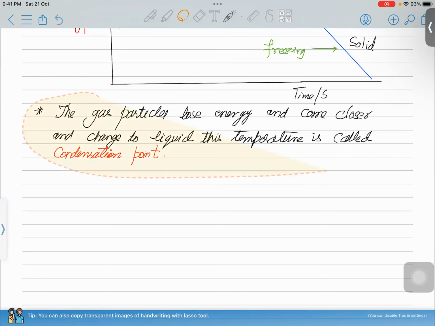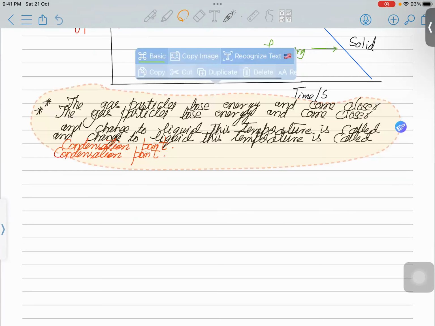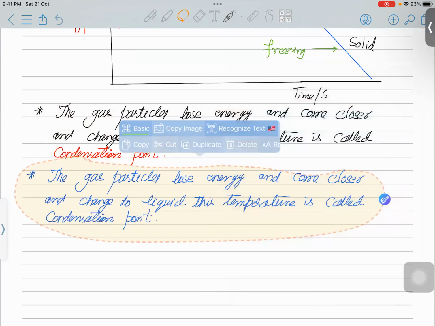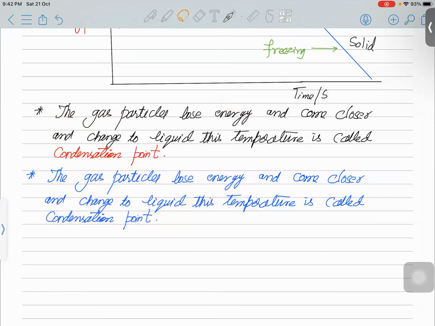Same for the liquid. The liquid particles lose energy and come closer and change to solid. This temperature is called freezing point.